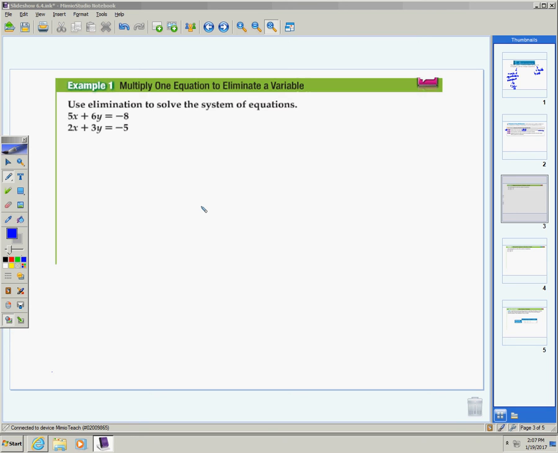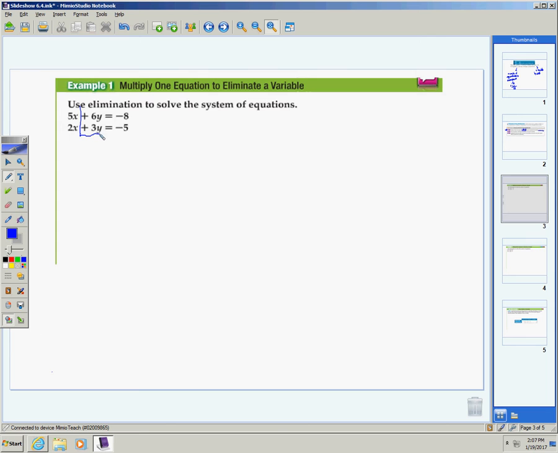For example, we're going to use elimination to solve this system of equations. Keep in mind, you can always use substitution. It's just sometimes it's a lot easier to use elimination than it is to use substitution. So I can either try to make my x's match up so they have opposite coefficients, or my y's.